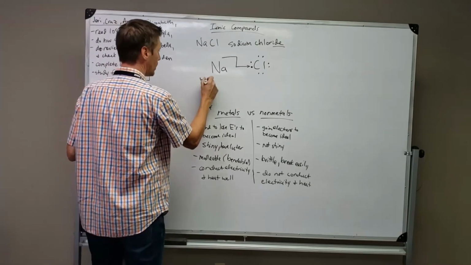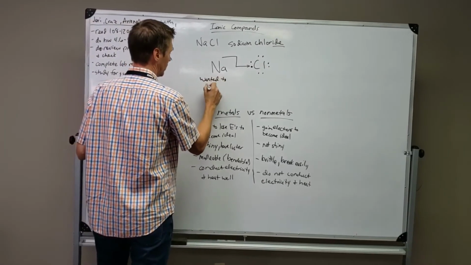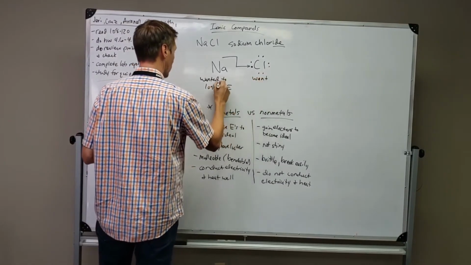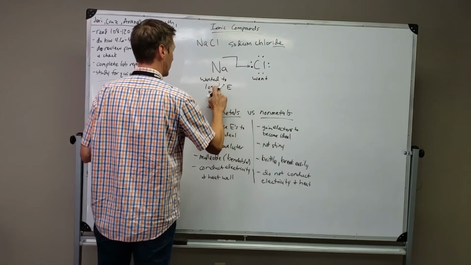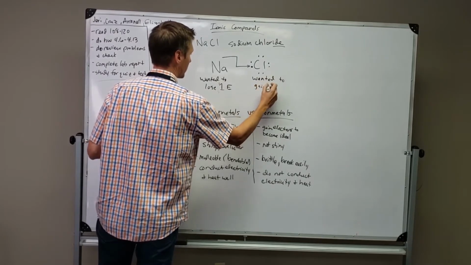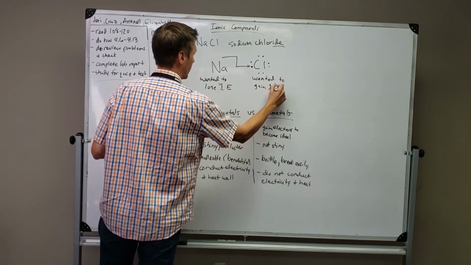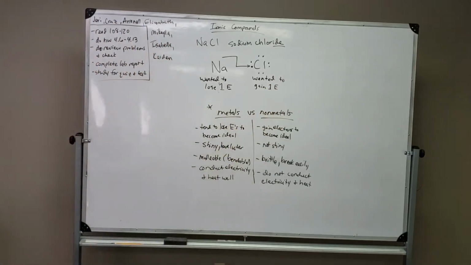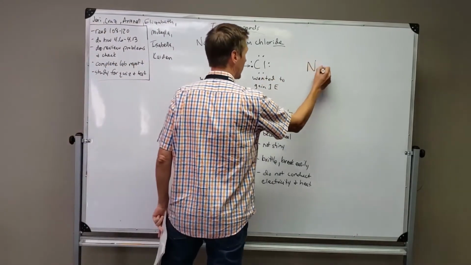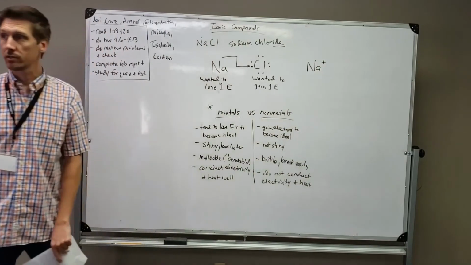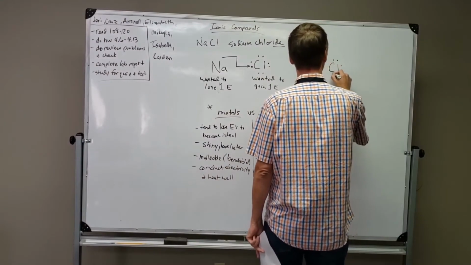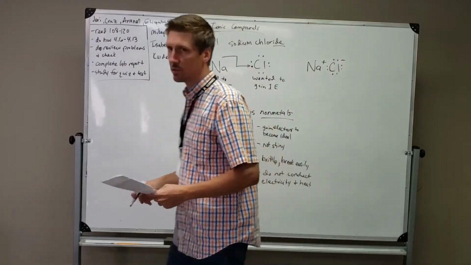So this one wanted to lose an electron. This one wanted to gain one electron. So it's perfect. And so together, when it lost an electron, then this Na became positively charged, right? And the Cl, whose Lewis structure now looks like this, became negatively charged.